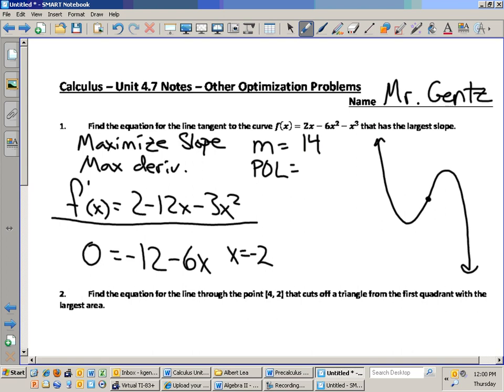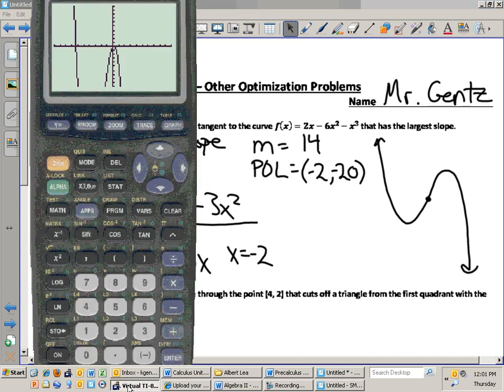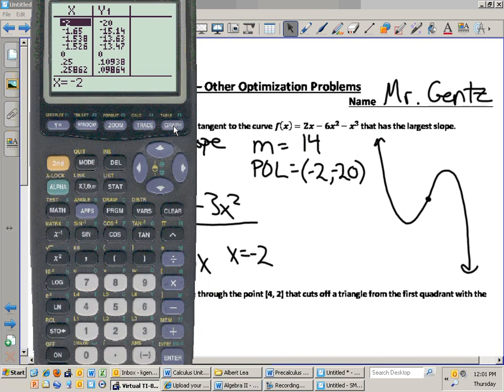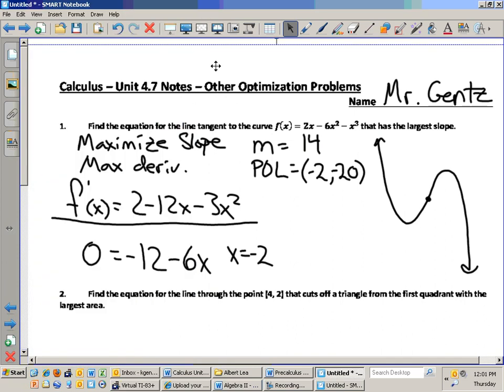I plugged negative 2 into the first derivative. I come up with 14. Point on the line. What's the x value for the point on the line? Negative 2. How do I come up with the y value for the point on the line? The original function up here, if we plug in negative 2, you come up with positive 20. I'm sorry, negative 20. Let's check. I can't remember. In the table, if I go to negative 2, I get negative 20. So it looks like that's our point on our line.